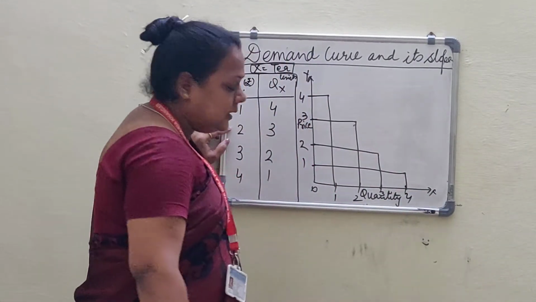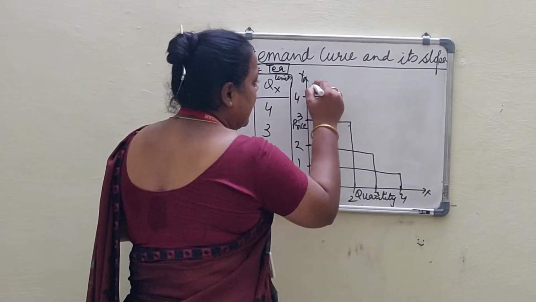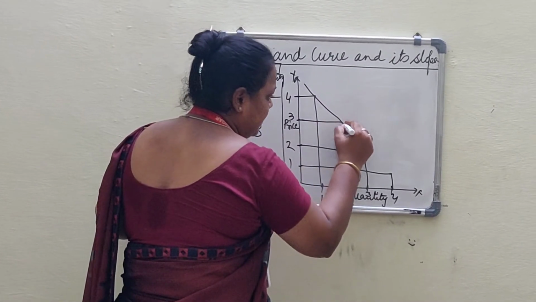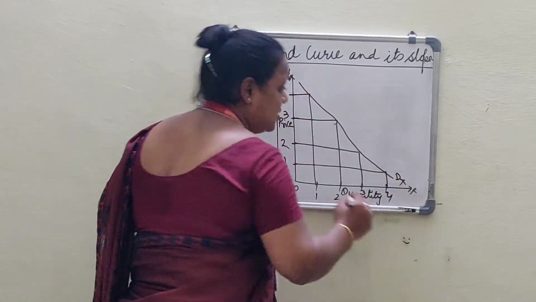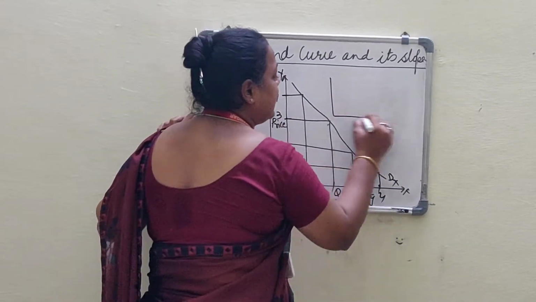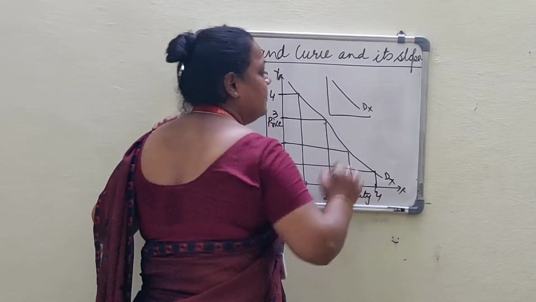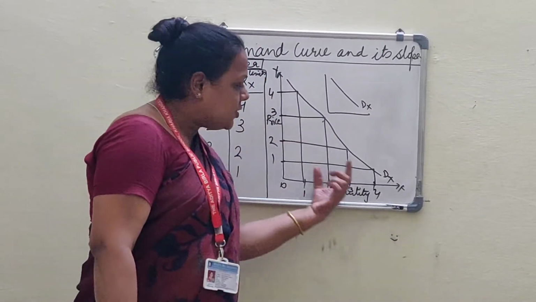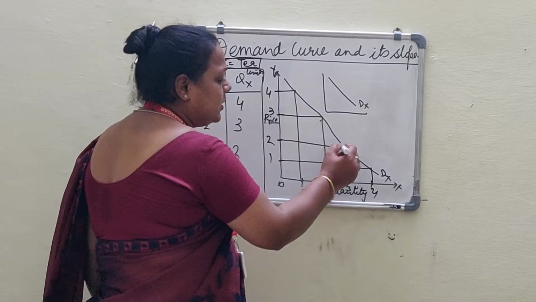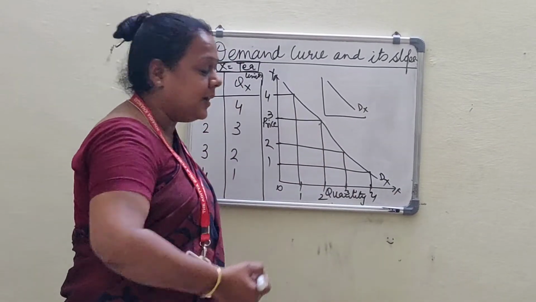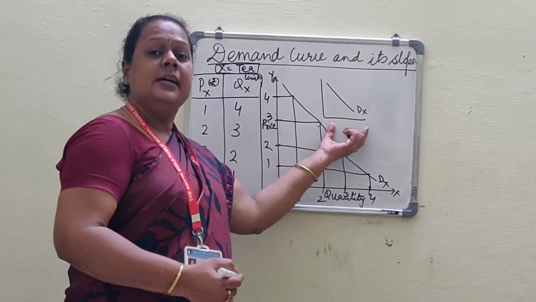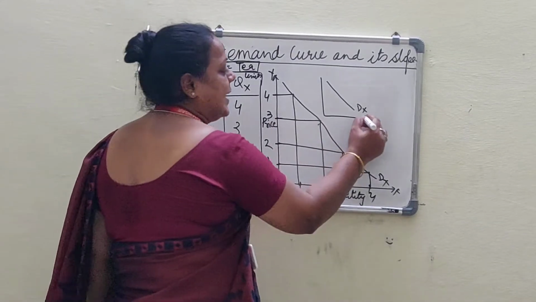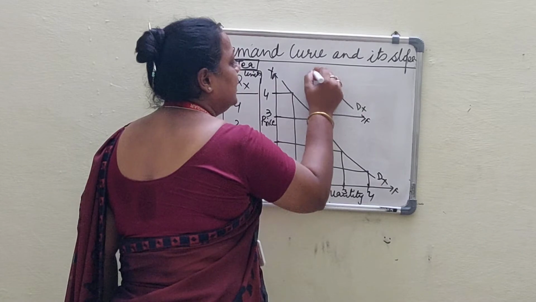So see, these are the different combinations, and by joining all these combinations, we get a linear curve, something like this. It is always taken as a straight curve. But here, as I am drawing it on the whiteboard without the help of a scale, it's not a straight line. Usually, the demand curve is always taken as a straight linear line.